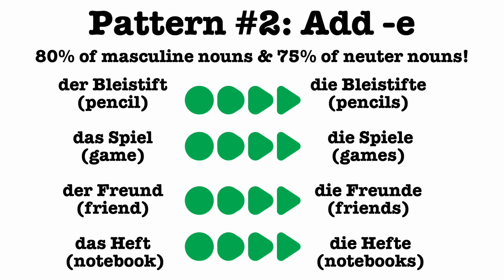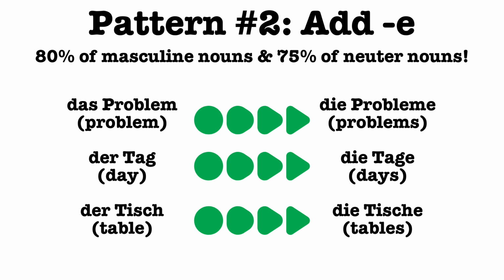This ending isn't just used with these suffixes, however. I already mentioned that 80% of masculine nouns and 75% of neuter nouns use e for the ending. Here are some examples that don't end with the suffixes that I've already mentioned. Der Bleistift, die Bleistifte, das Spiel, die Spiele, der Freund, die Freunde, das Heft, die Hefte, das Problem, die Probleme, der Tag, die Tage, der Tisch, die Tische.